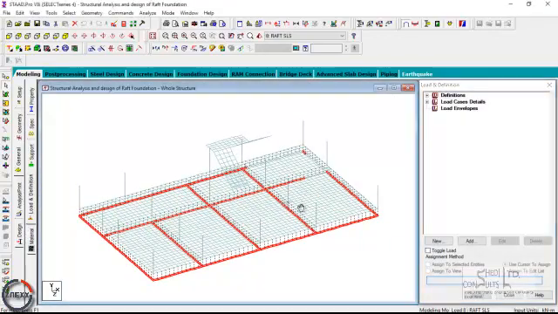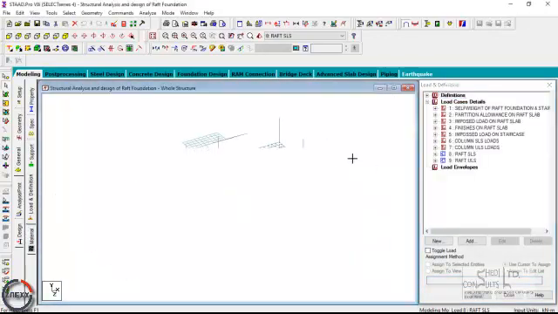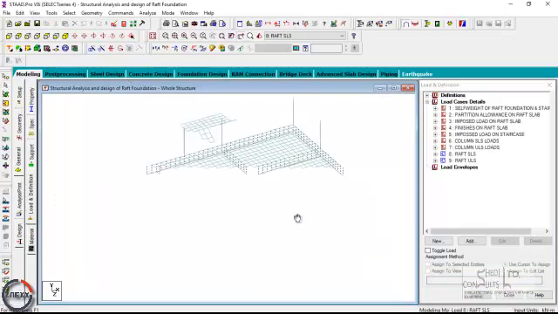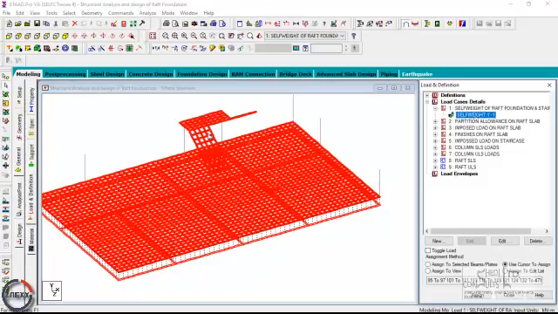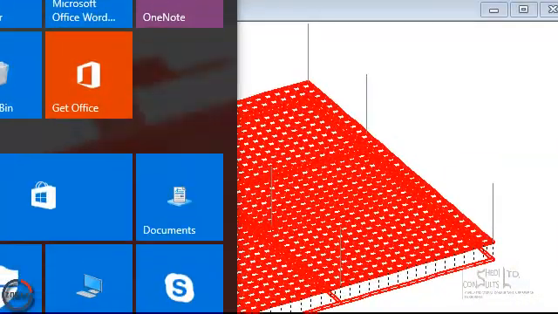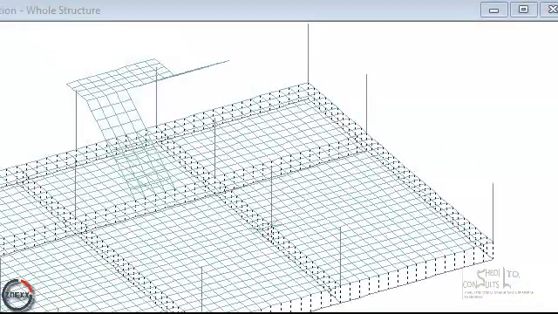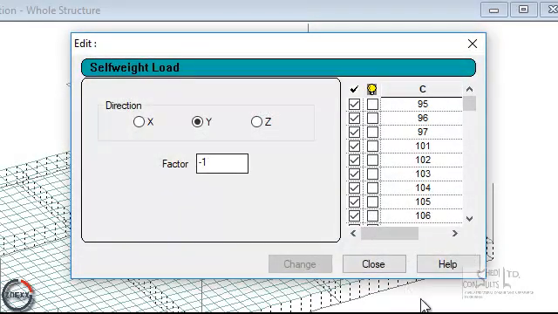Okay, the next thing is to look at the loads. These are the loads we applied on the design of the Raft slab. The first one is the self-weight of the Raft slab. The self-weight is going to be calculated automatically by STAAD so long as we specify the self-weight load factor of -1 in the y direction.